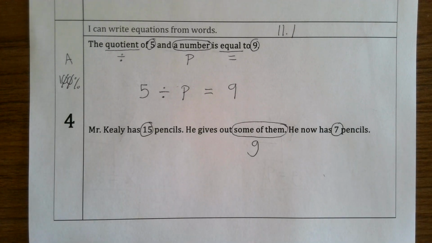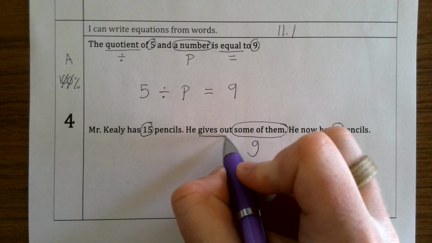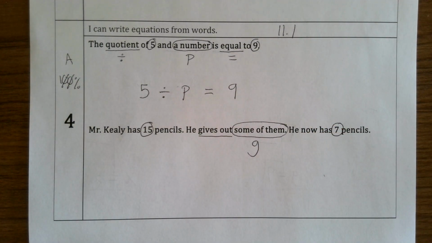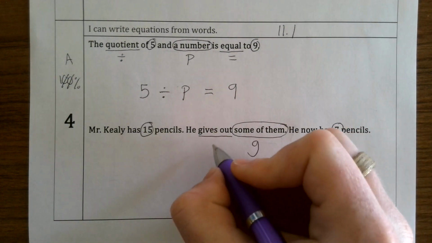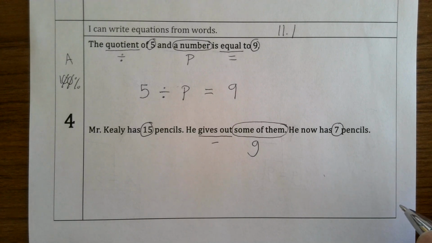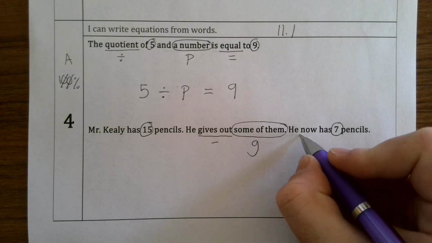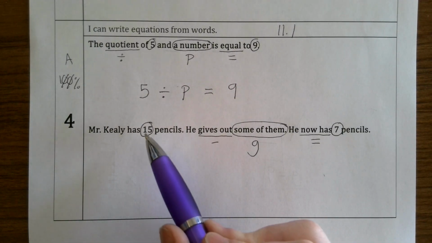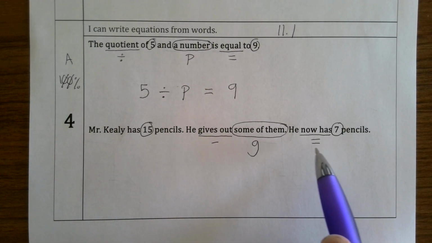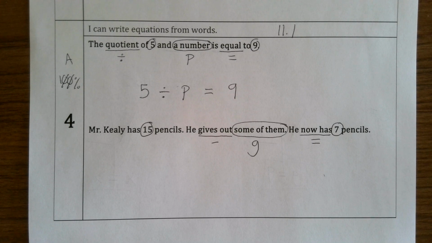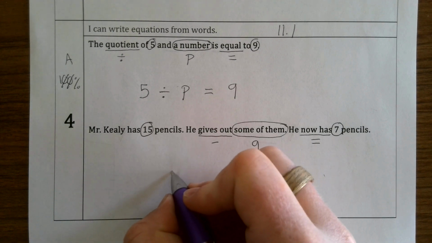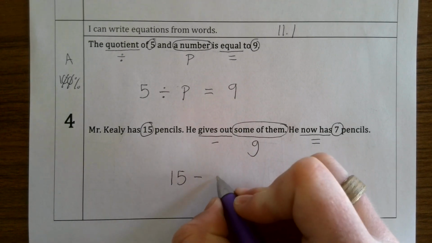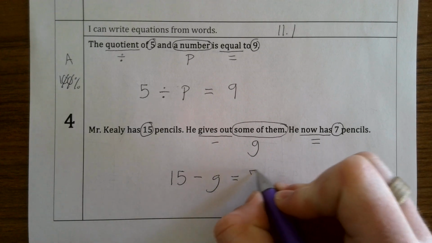Now we need to figure out our operation words. Gives out, or gives away. If I'm giving things away, I'm essentially subtracting. Now has is going to be our equals word. So now we have 15 minus g equals 7. We don't even need to rearrange. 15 minus g equals 7. There's our equation.